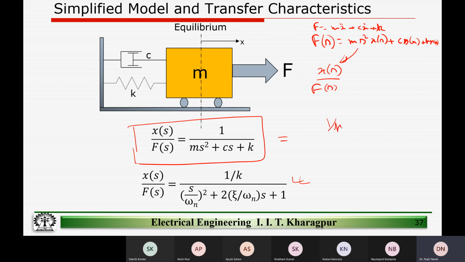If I rearrange and write it like this, it is 1 by K over (M by K) S squared plus (C by K) S plus 1. So the same equation I've just rearranged, and M by K is nothing but the inverse of omega n squared, so omega n is the square root of K by M. And eta is related to C, where omega n is the natural frequency.